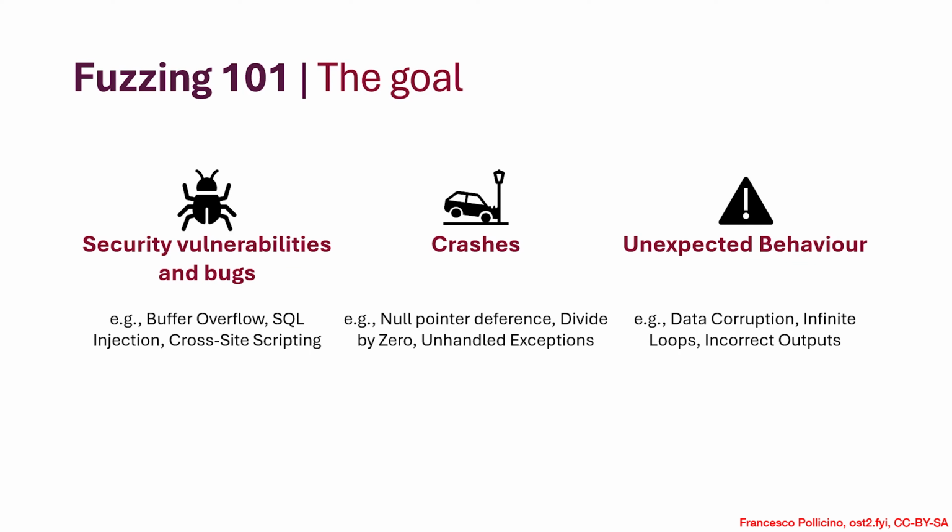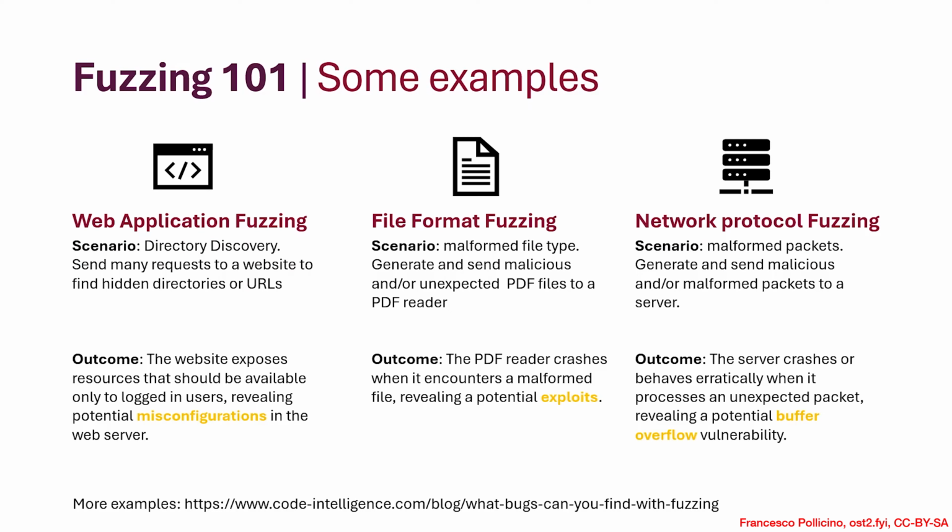Then we have unexpected behavior. Fuzzing also helps to detect behaviors that fall outside the normal operational parameters, things like logic errors, data corruption, or situations where the system does not respond as intended. These issues might not cause immediate crashes, but they could lead to unpredictable results or degradation of the service over time. Okay, so now let's have a look at some examples.